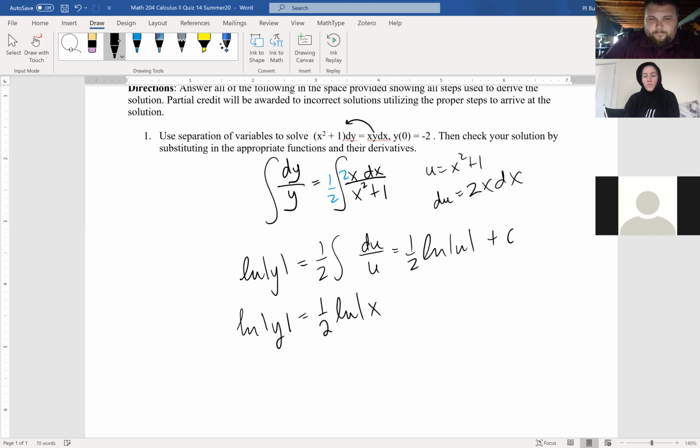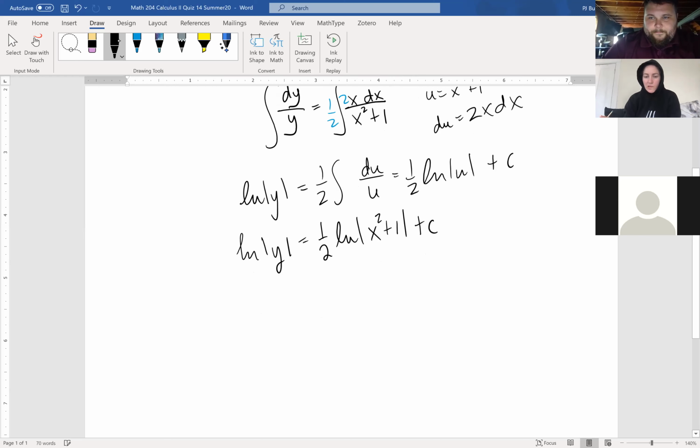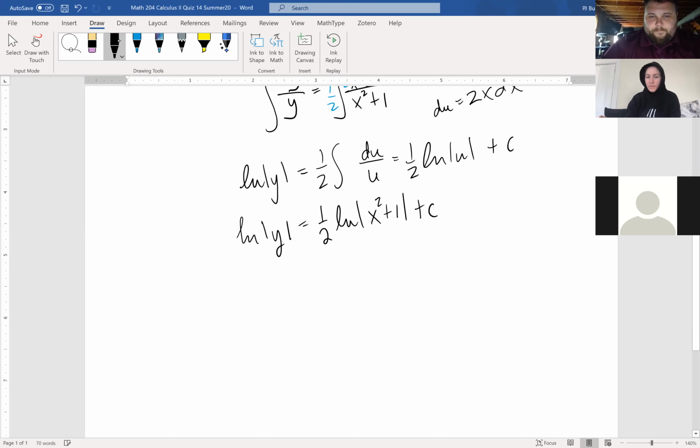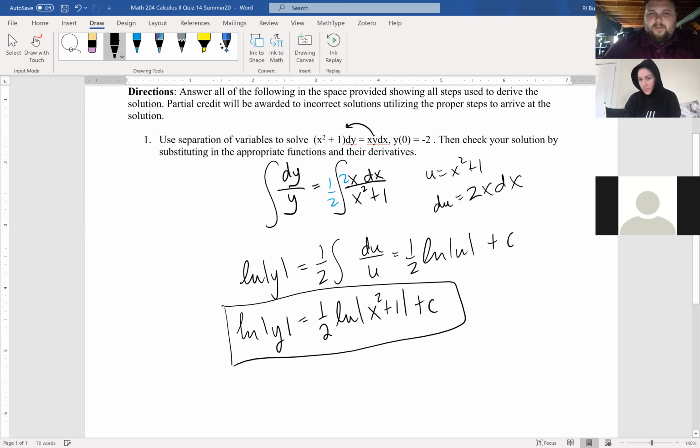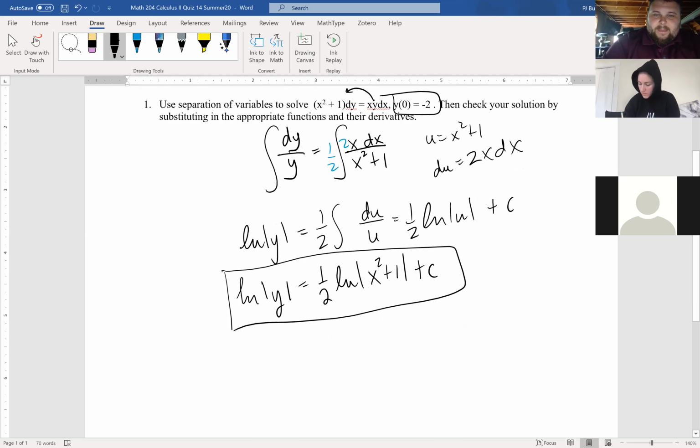Replacing u, we have that. So that would be your general solution if you wanted to stop there. We can use that to get c because we've got an initial condition. It says that when x is 0, y is equal to -2.